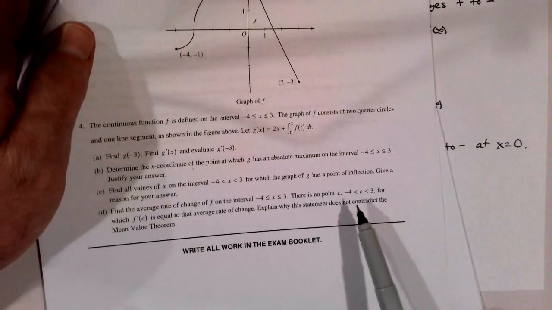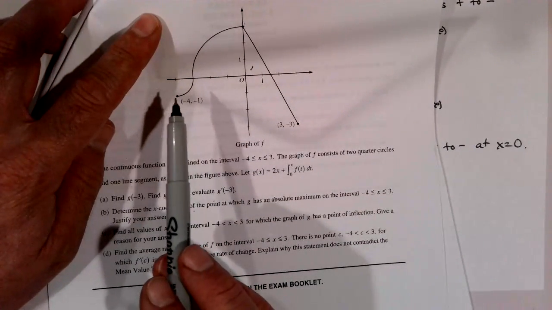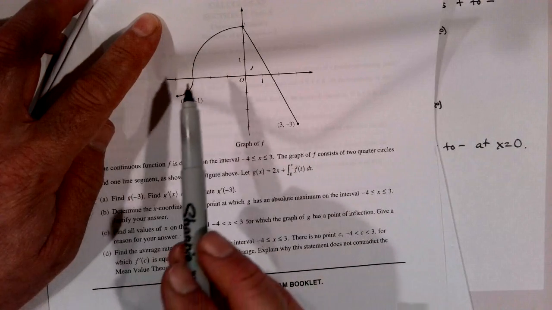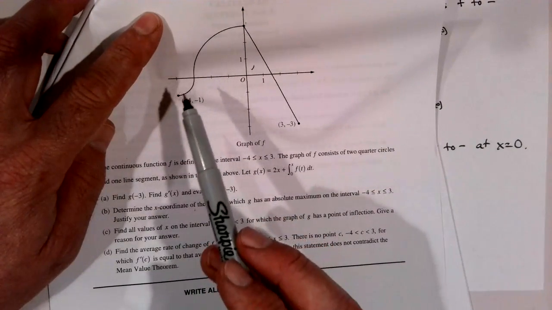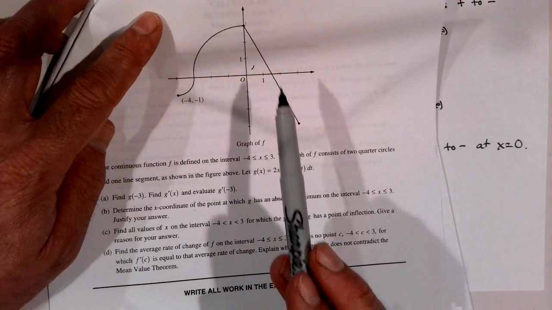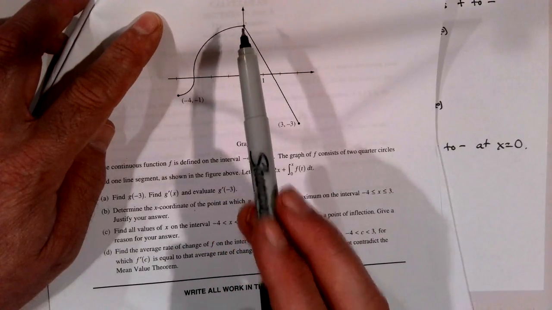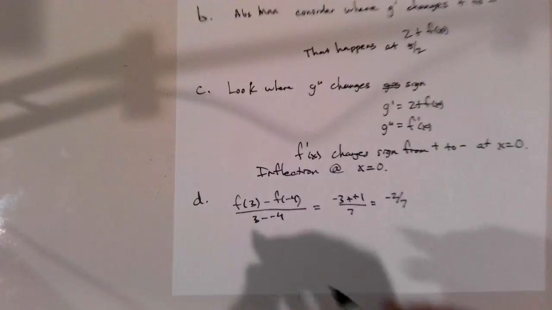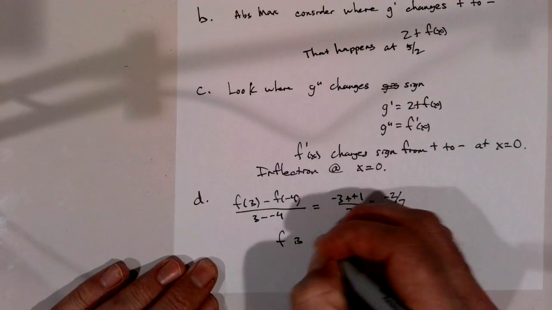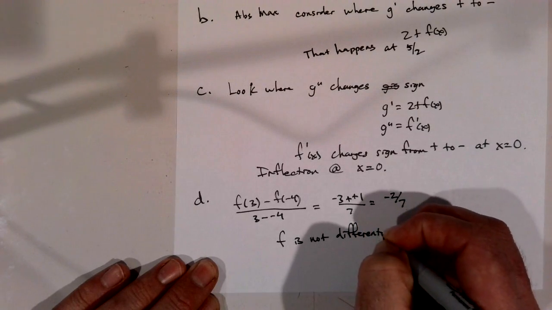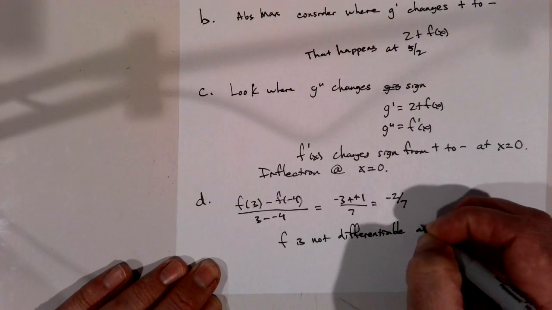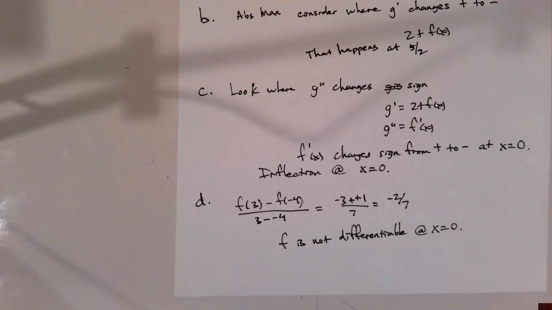Explain why the statement does not contradict the mean value theorem. The mean value theorem says that if you have an average slope of -2/7, there's got to be somewhere else where the graph has a slope of -2/7, if the graph is both continuous, which it is, and differentiable, and it's not differentiable at 0. f is not differentiable at x equals 0. And that's why it doesn't contradict. Okay?